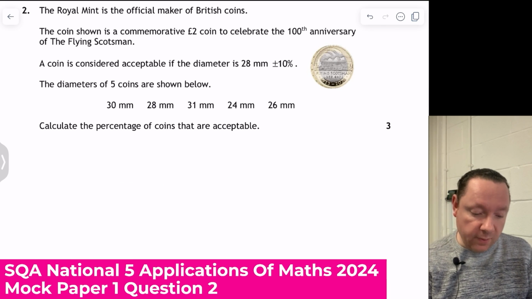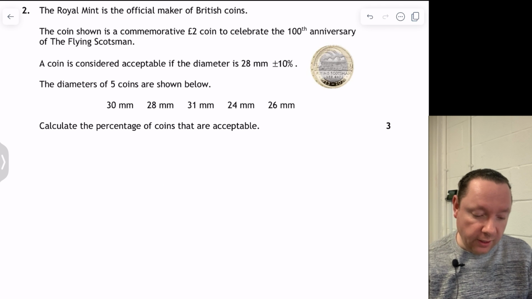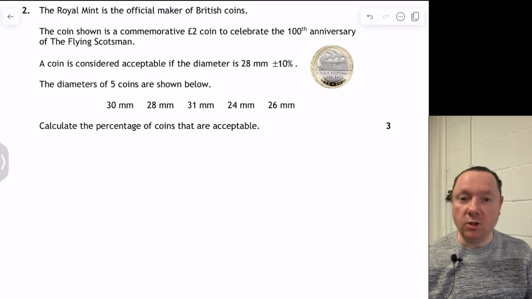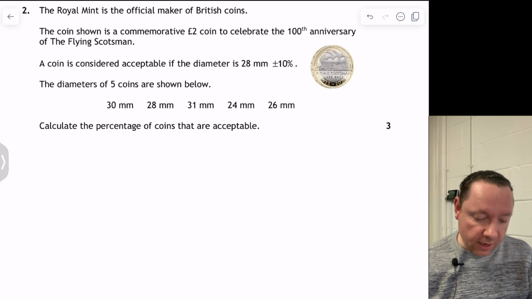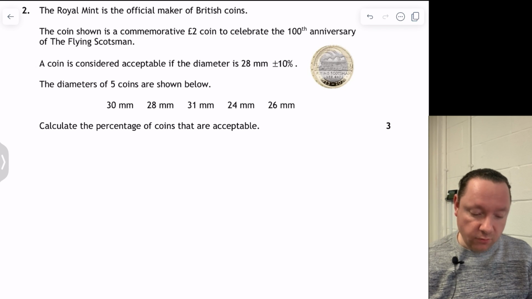Okay, question 2. The Royal Mint is the official maker of British coins. The coin shown is a commemorative £2 coin to celebrate the 100th anniversary of the Flying Scotsman. The coin is acceptable if the diameter is 28mm plus or minus 10%, so it's a tolerance question. The diameters of the 5 coins are shown below. Calculate the percentage of coins that are acceptable.